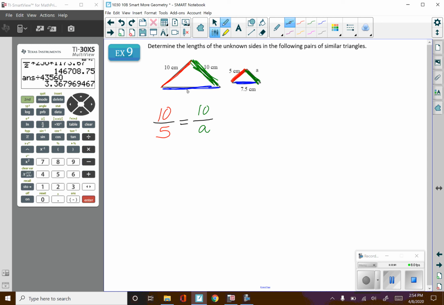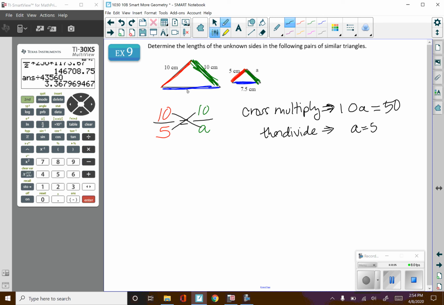So I set up my proportion, and then I cross multiply that, which just means 10A is equal to 5 times 10 is 50, and then divide. So if we divide by 10, we get that A is 5, which probably makes sense to you. It's an isosceles triangle.